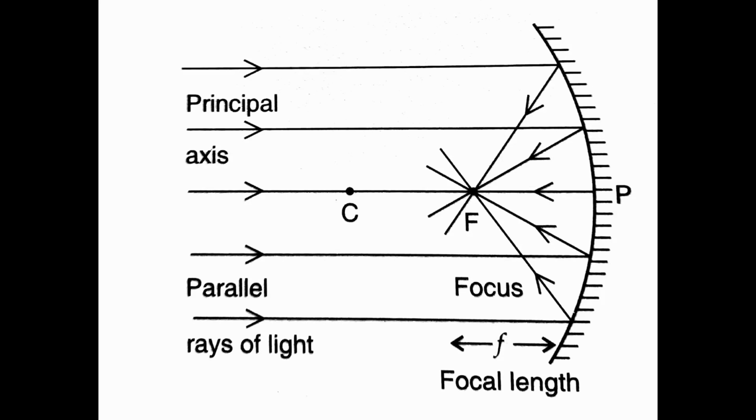Principal focus of a concave mirror is a point on its principal axis where light ray traveling parallel to principal axis actually meets after reflection from the mirror.